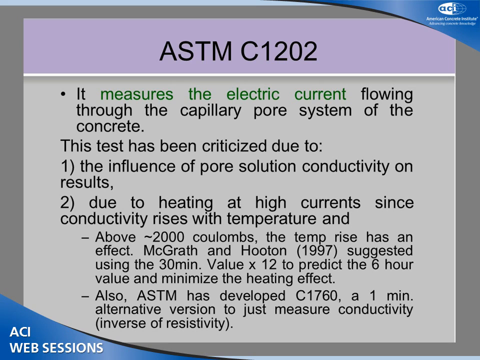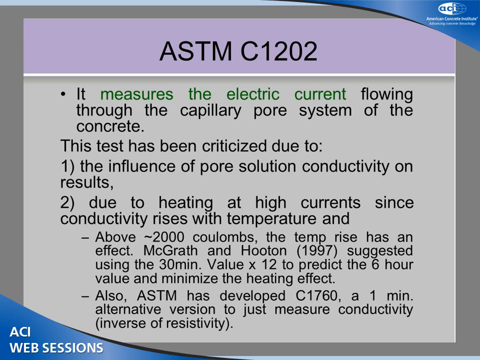However, there are a couple of shortcomings in this test method, one of them being the influence of pore solution conductivity to carry the current, and the other being the heating that occurs at 60 volts over 6 hours in high current flow systems. Heat builds up, and conductivity is very sensitive to temperature. As the temperature goes up, the conductivity increases rapidly. So there are ways of getting around the temperature issue by taking a shorter-term current value at 1 minute, which is the 1760 concept. You get rid of the heating problem.